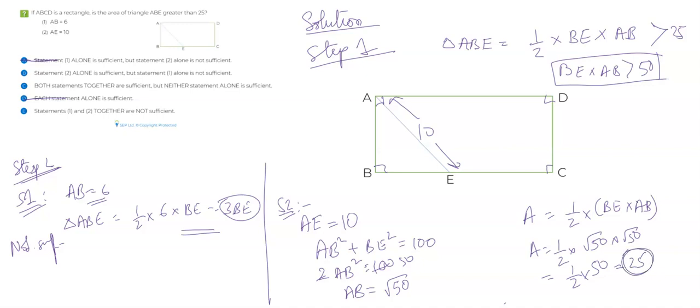And that means the product is maximum. If the product is maximum when they are equal, that means the area that you are getting is also the maximum. That means the area cannot exceed 25. That is the maximum value that you can get.